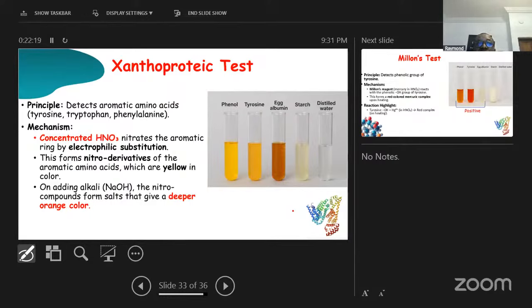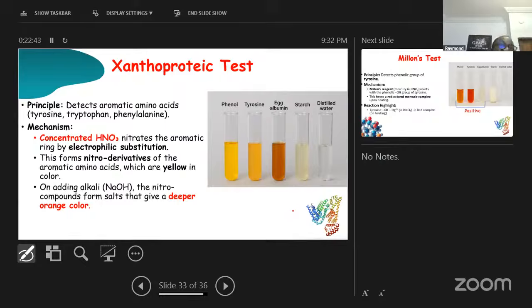Now, concentrated nitric acid reacts or nitrates the aromatic ring by electrophilic substitution. This forms a nitro derivative of the aromatic amino acid, which is yellow in color. On adding an alkali, which is sodium hydroxide, the nitro compound forms a salt that gives a deeper orange color.